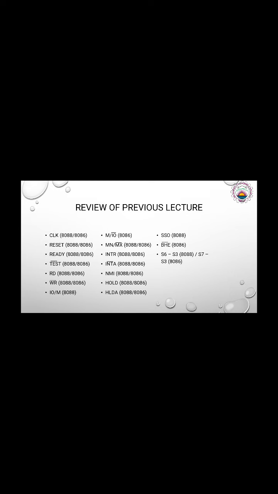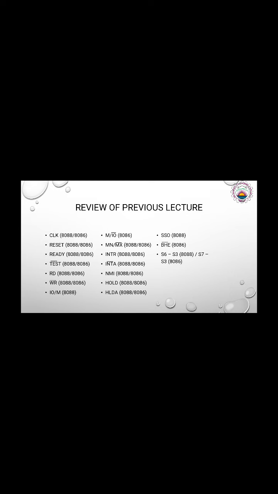Then there was a signal BHE bar, bus high enable, for 8086 minimum mode operation. So we discussed that whenever microprocessor 8086 is going to communicate through the higher data lines D8 to D15, then BHE bar will be having 0, and details will be discussed in the memory interface chapter.